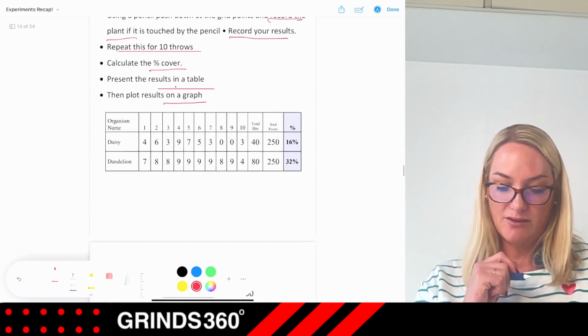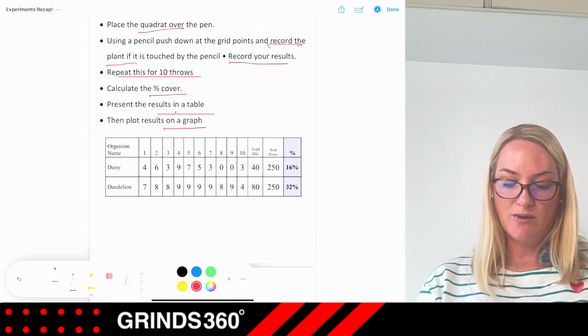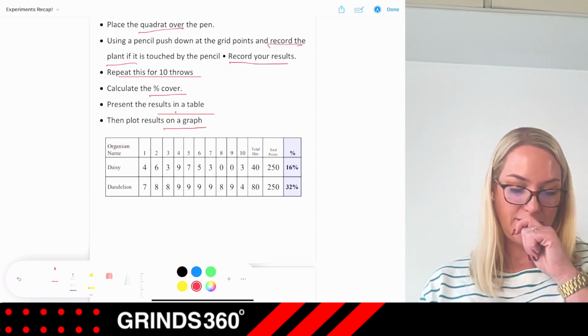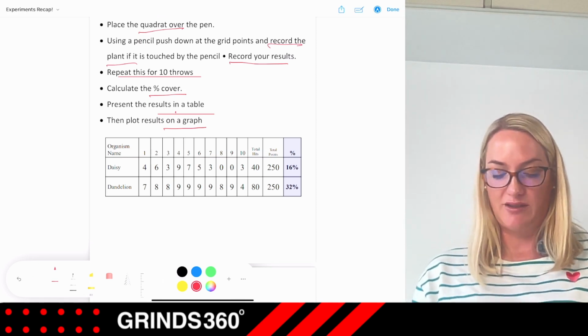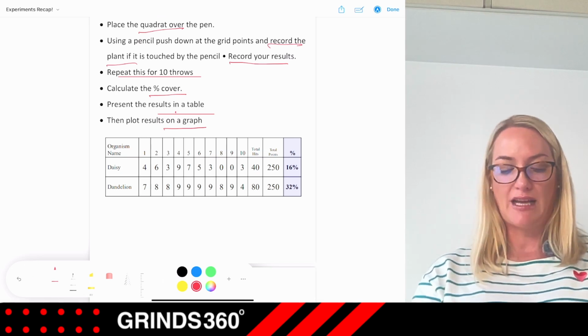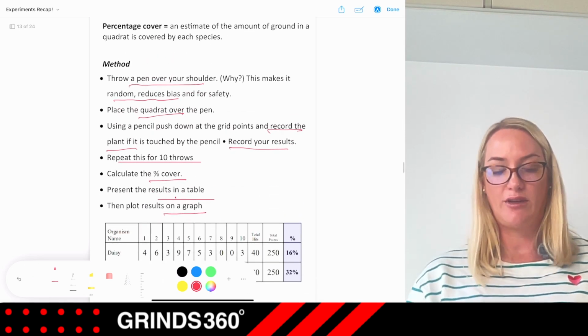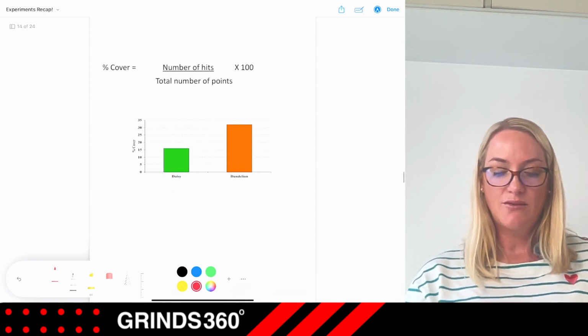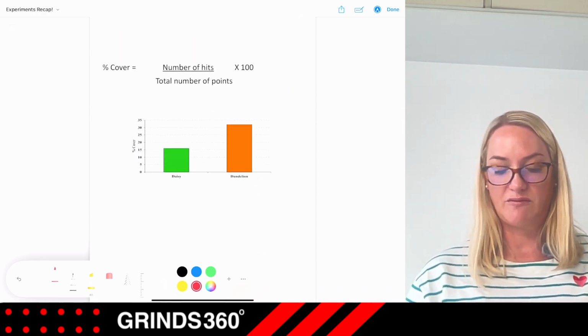So here I have my results. There's 25 points in a gridded quadrat. So that's why we have here multiplied by 250 times by 10. Sorry. So that's your results there. I don't see them giving you this and asking you to calculate it out. This is where the marks are going for. So number of hits by 100, so total number of points. That total number of points is your 250.